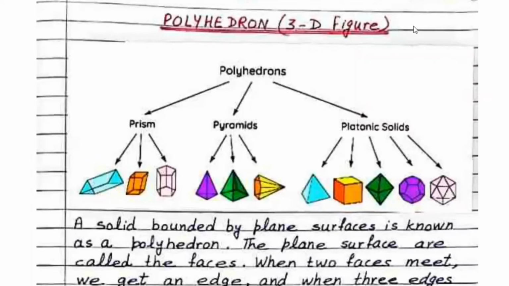Now children, let us discuss polyhedron. A polyhedron is of three types. Number one, prism, where the top and the bottom, that is the base, are of the same shape, right? Then we have pyramid, where whatever is the base, the other faces are always triangular, right? Then we have Platonic solids. Now what are Platonic solids? Where all the faces are of the same shape. I hope you all have understood now.